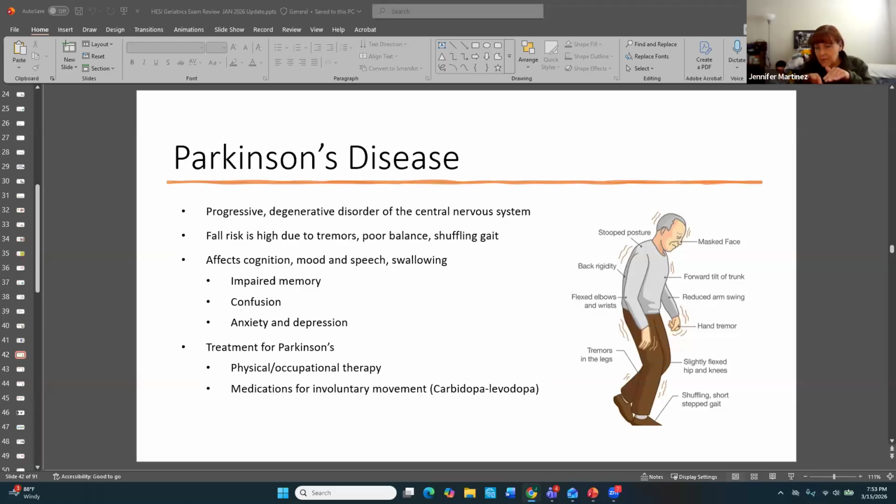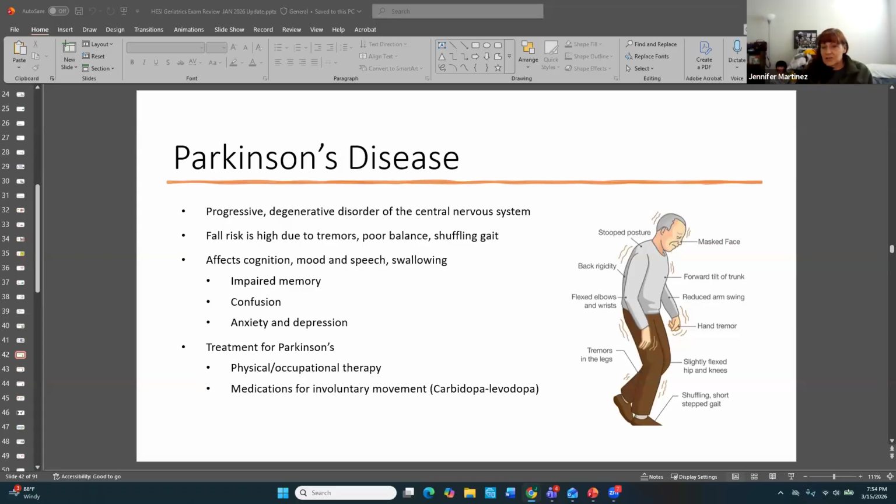So they don't pick their feet up when they walk, which increases their risk for falls. They also have difficulty getting movement started. Okay, so if they're walking, they're okay, but if they stop, they may have difficulty getting started again. So they do this rocking motion, right, to kind of get the momentum to go forward, which then also increases their risk for falls.